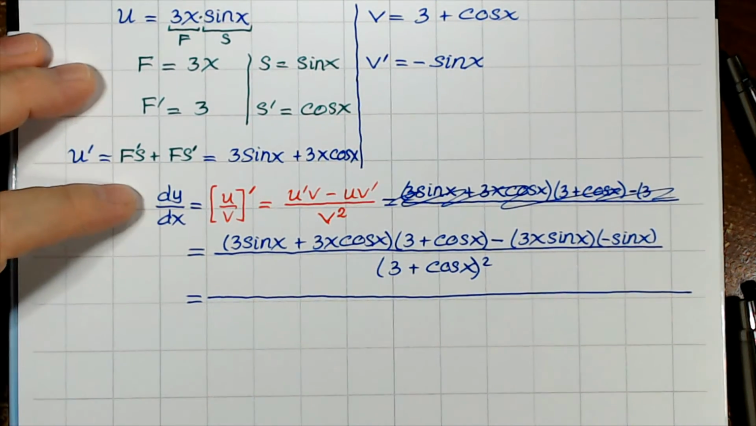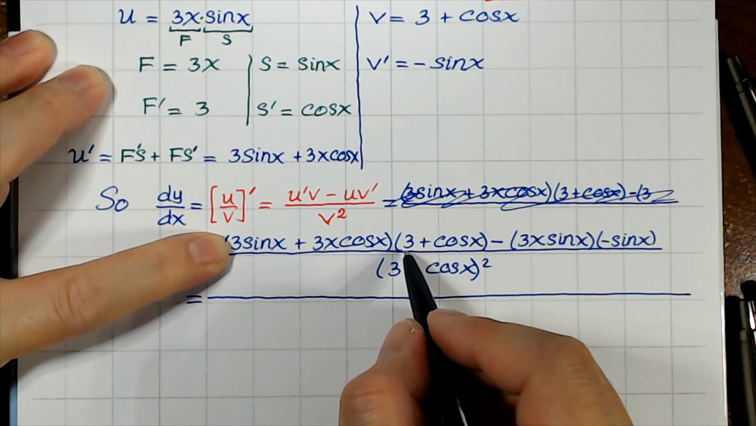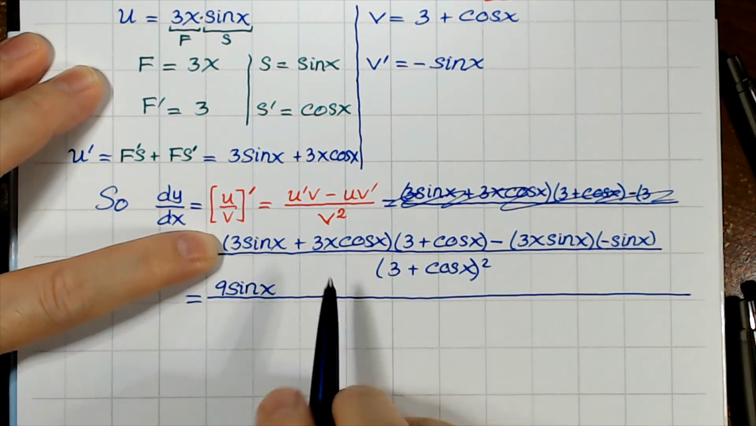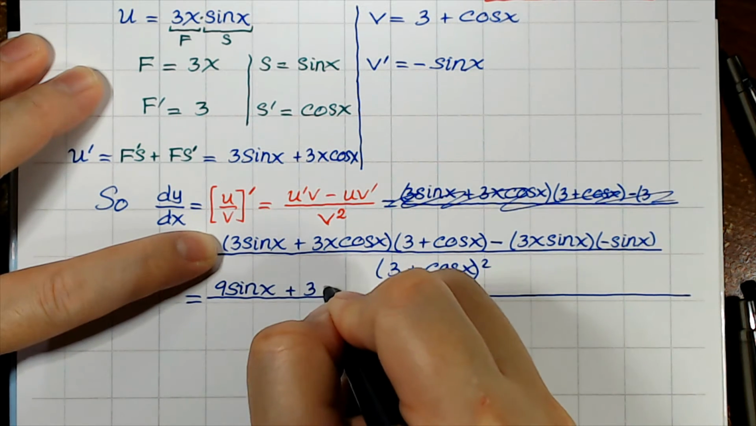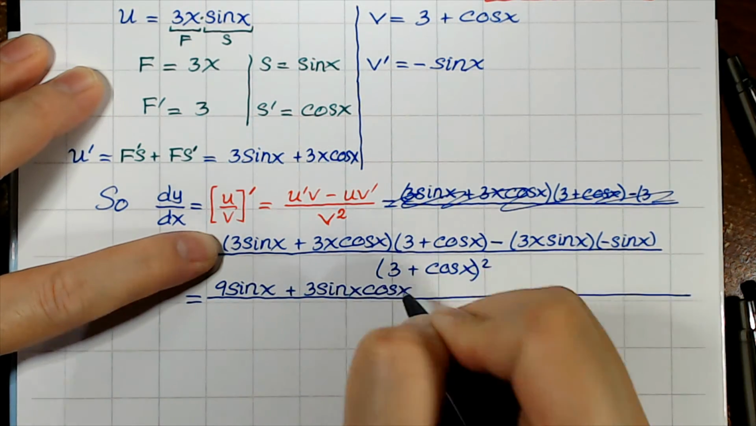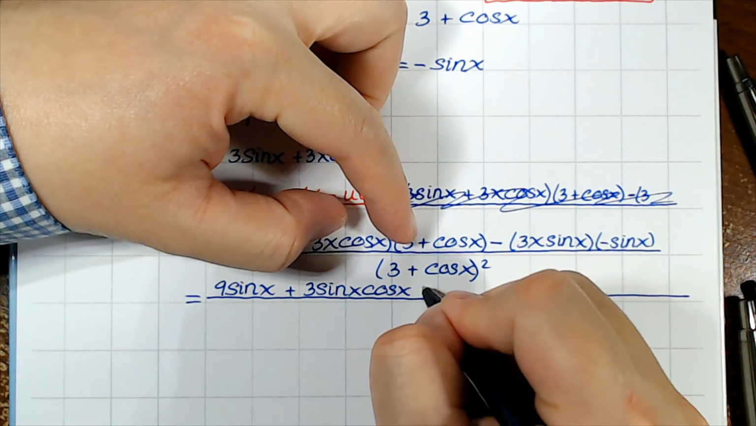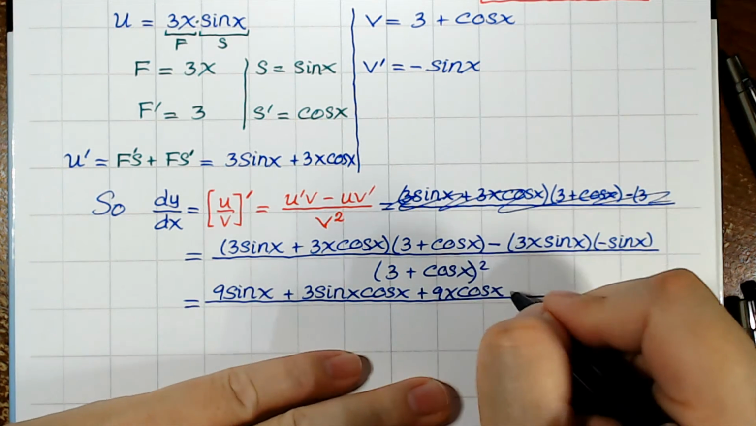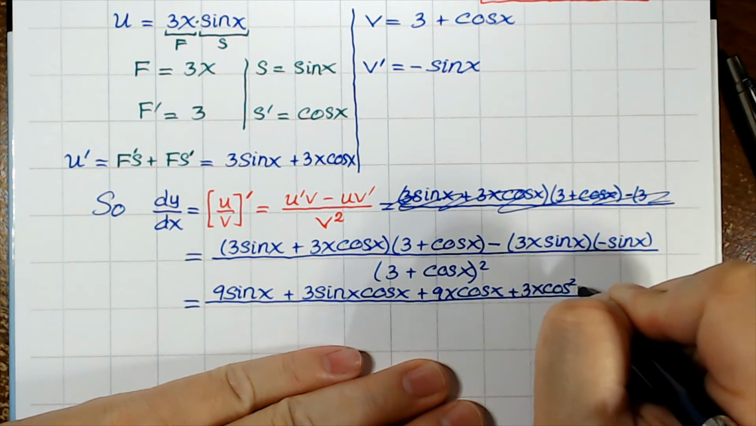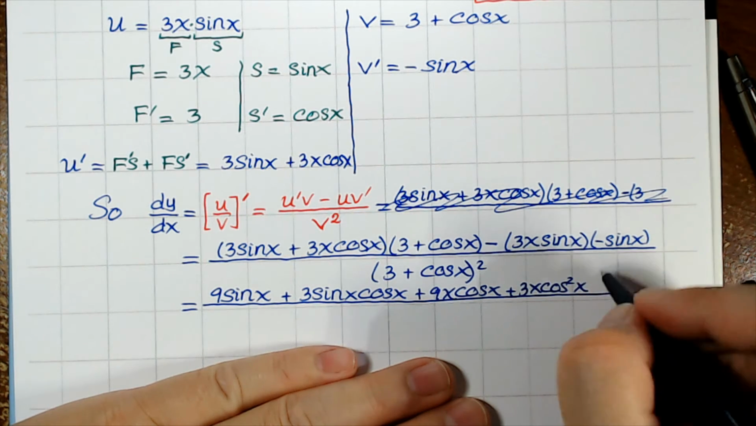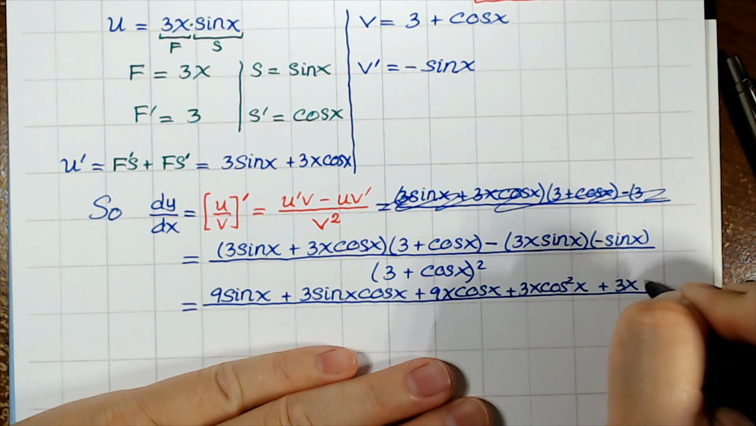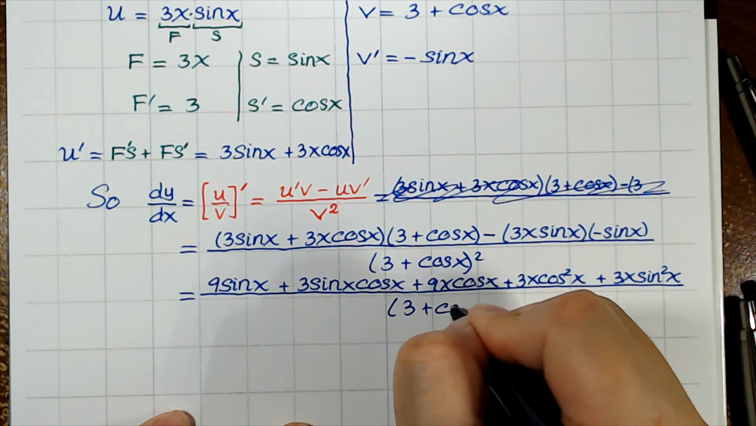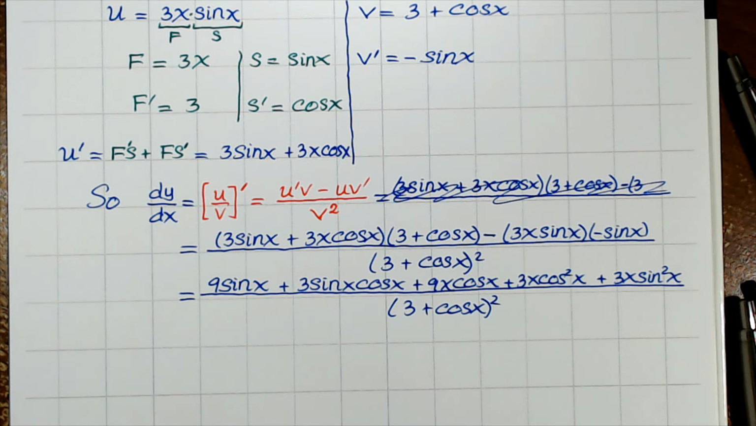Right. So 3 times 3 will be 9 sine x, and then 3 sine x cosine x, and then 9x cosine x, and then 3x cosine square, and then that gives us negative times negative, so that is going to be plus 3x sine square, and then 3 plus cosine x squared. Right, see what we can simplify.